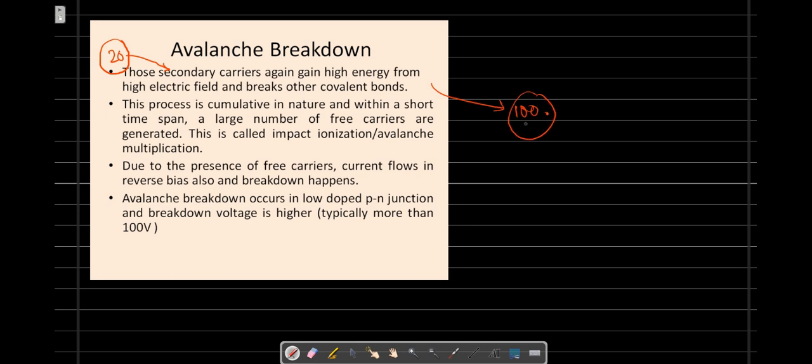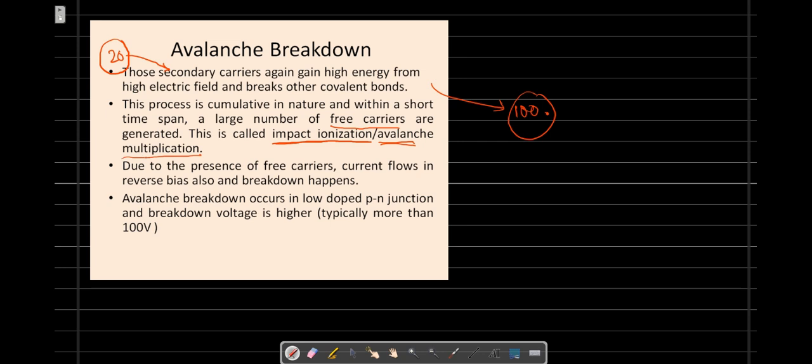Now see, this is just like a multiplication process. It's a cumulative process. It starts from a very low count, then it increases exponentially. And within a short time span, a large number of covalent bonds are broken and a large number of free carriers are available. And when you have free carriers, of course they can conduct current and a breakdown takes place. A large amount of current will flow through the diode and a breakdown takes place. So this whole process is called impact ionization. The carrier generation process is called impact ionization or avalanche multiplication process.